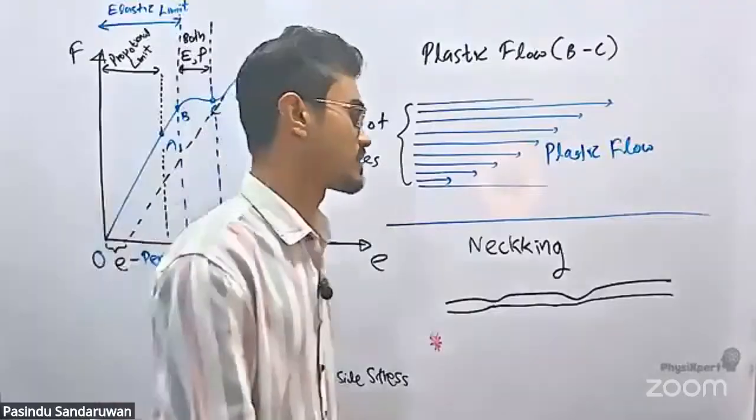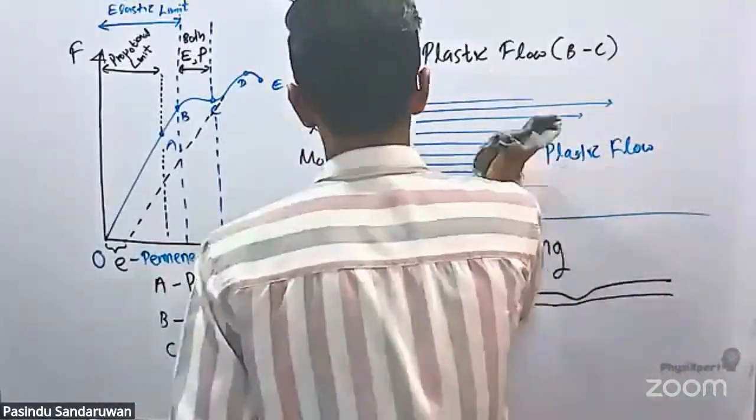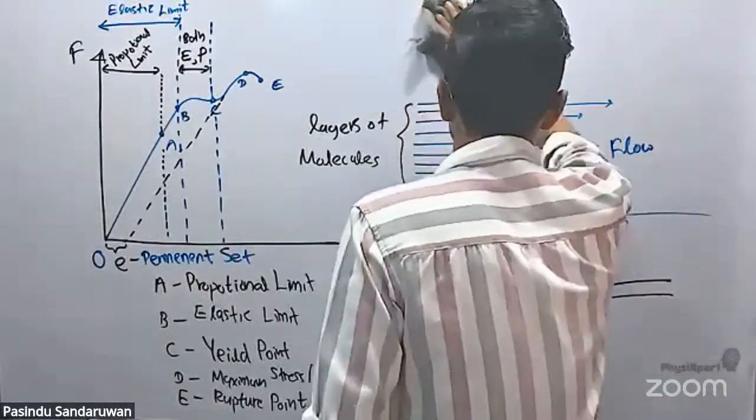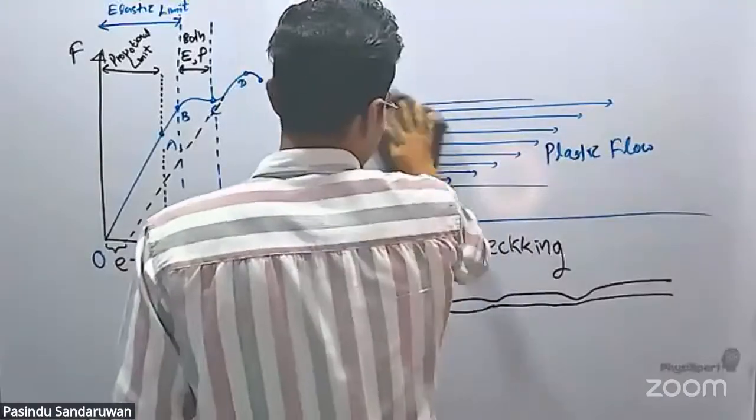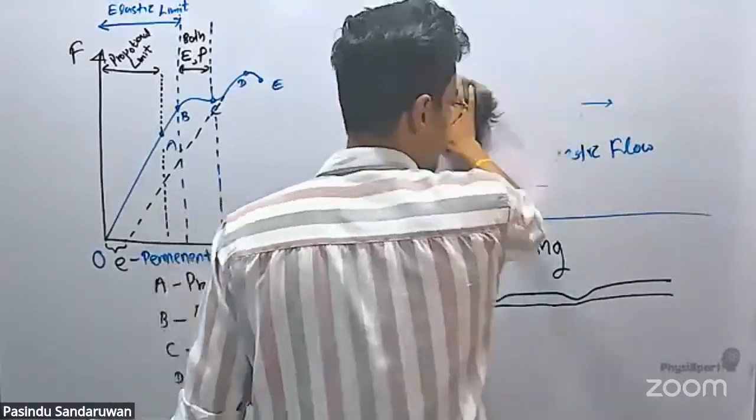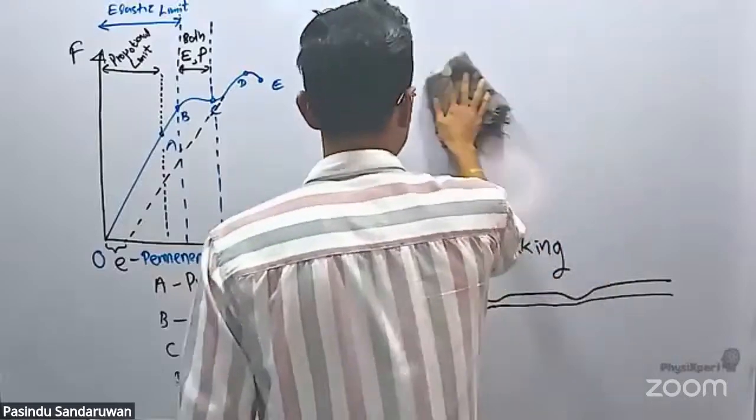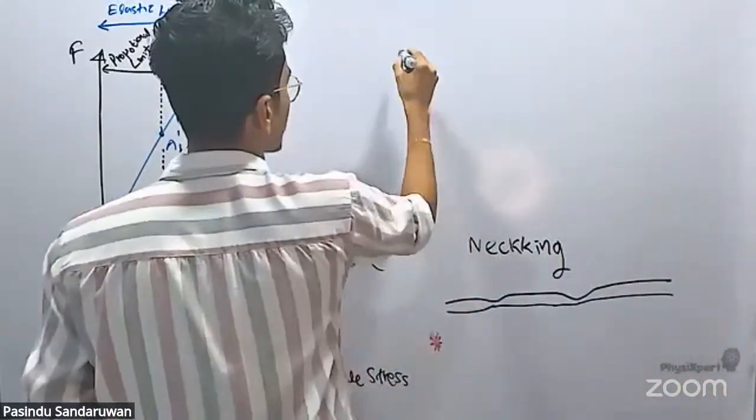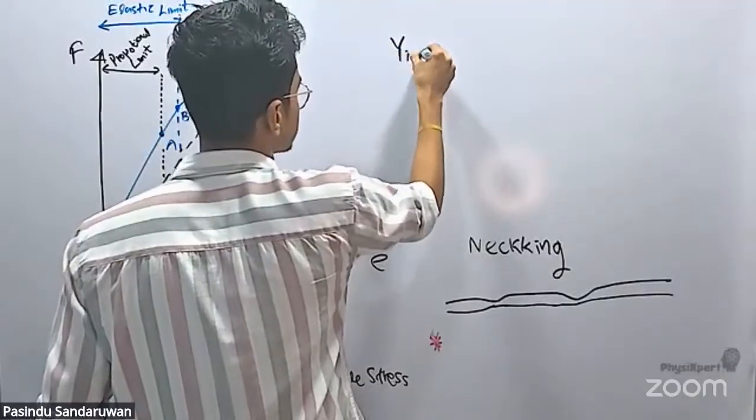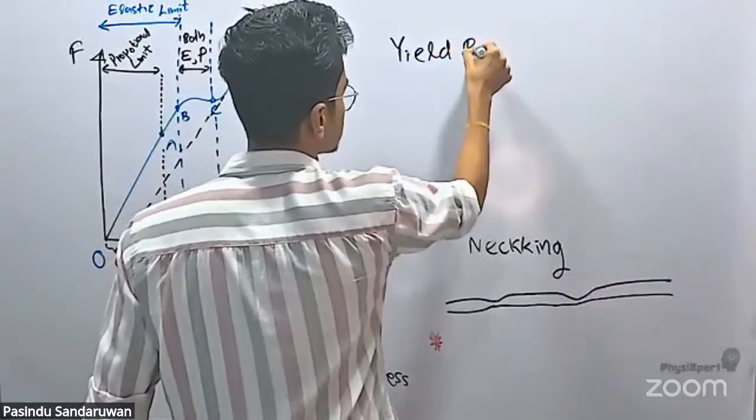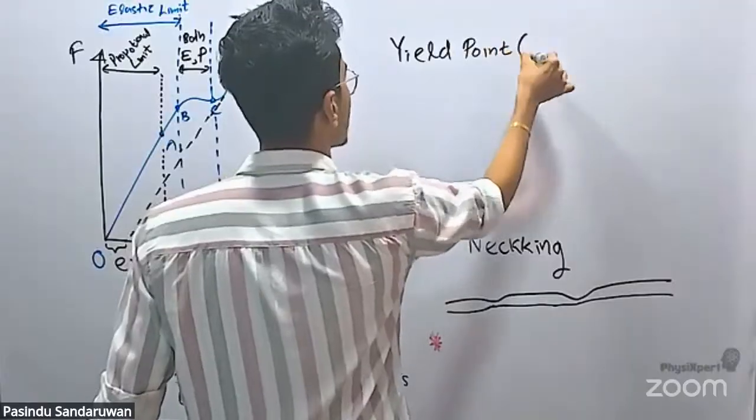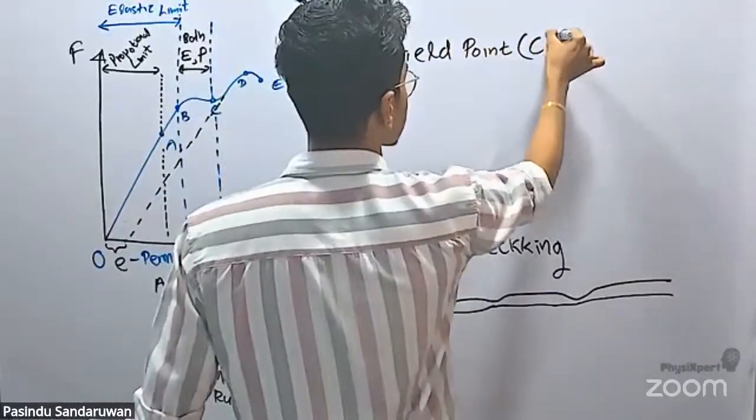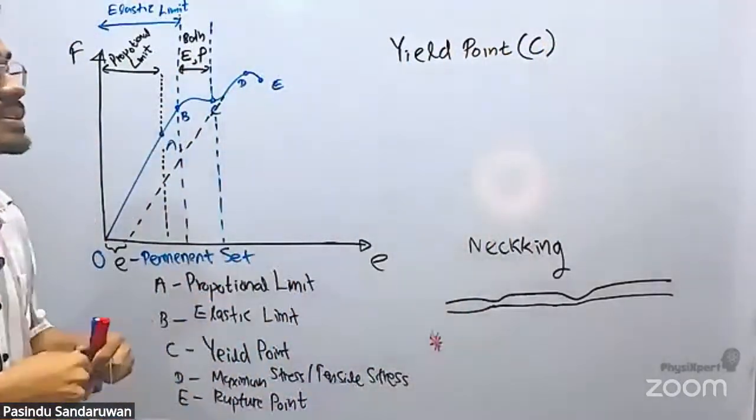Okay, let's move on. Next heading, yield point. Yield point is a point. Write within brackets C. That's a point. Yield point C.